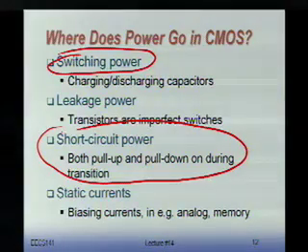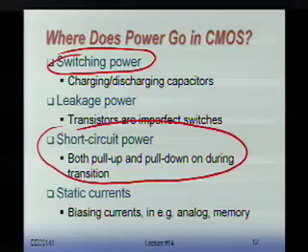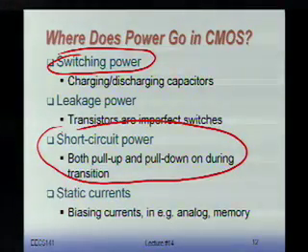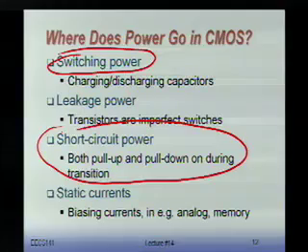Short circuit power is the crowbar current, as some other people call it, a current that happens when I apply a finite slope, not a step function, to an inverter at its input. There will be a certain period of time that my PMOS and NMOS are going to be on simultaneously, and current will flow directly from VDD to ground without charging the capacitor.